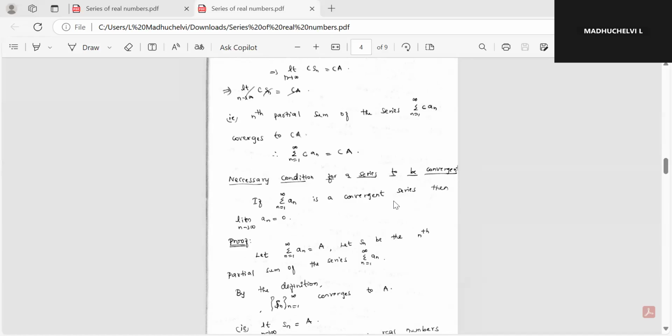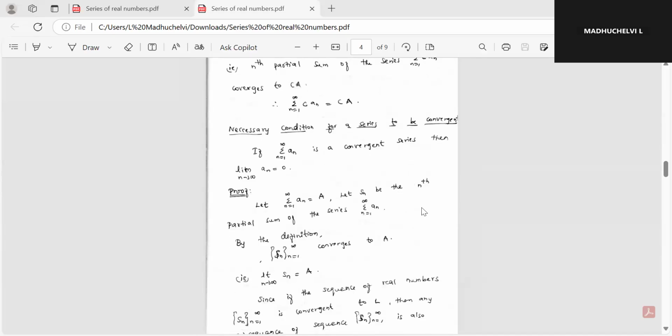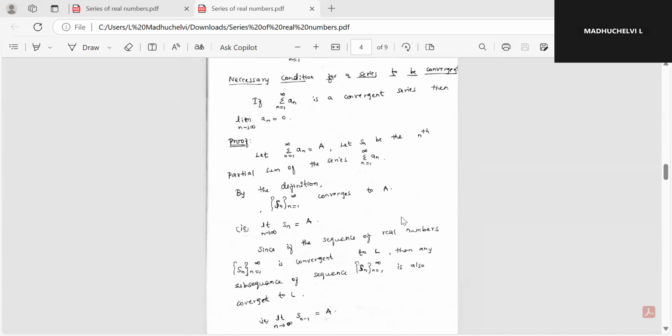Proof. Let summation n equal to 1 to infinity an equal to A, and let Sn be the nth partial sum of the series summation n equal to 1 to infinity an. By the definition, the sequence Sn, n equal to 1 to infinity, converges to A. That is, limit n tends to infinity Sn equal to A.